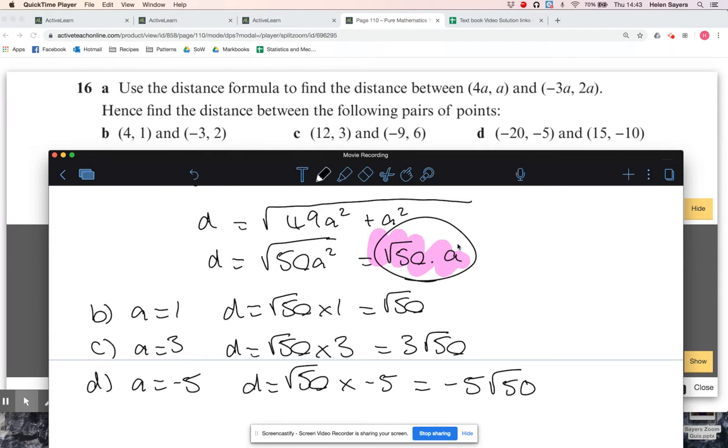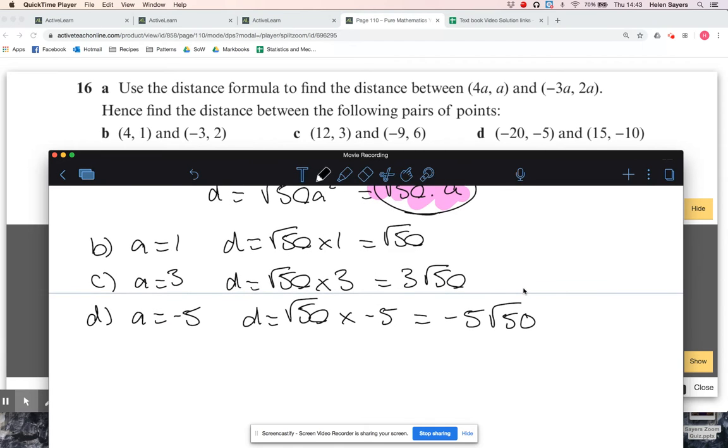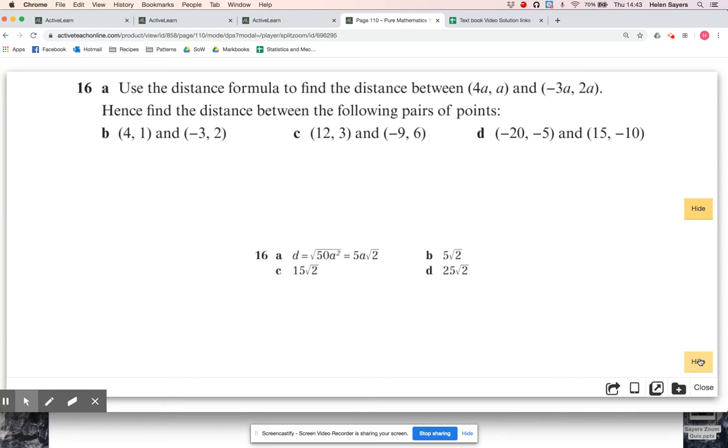When I square rooted, because it was a length, I just said the square root of a squared is a. But obviously that could have been plus or minus a. So as an actual distance, distance can't be negative, so I'm just interested in the magnitude of that, so it would be 5 root 50. Okay, let's just hope that our previous answer was correct.